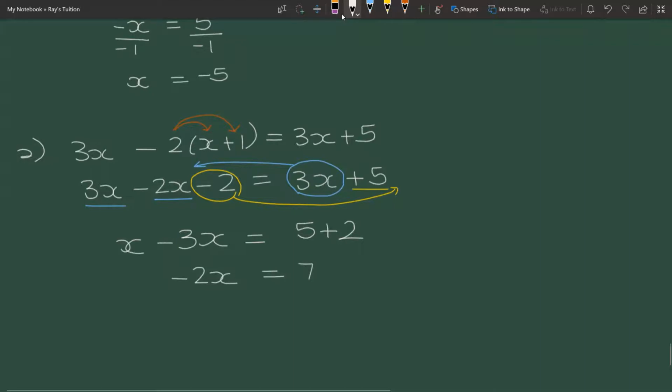We would like to get the x by itself, so we divide both sides by -2, and then the -2's cancel out, leaving us with x on the left-hand side and minus 7 over 2 on the right-hand side.